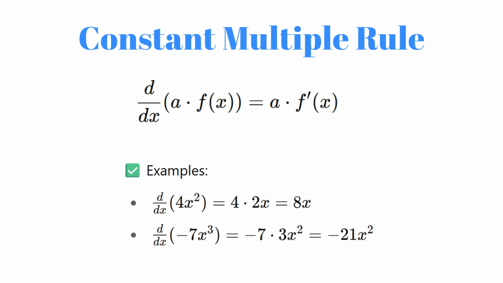Constant multiple rule. If a constant is multiplied by a function, its derivative is the constant times the derivative of the function. First example, the derivative of 4x squared is 8x. Second example, the derivative of negative 7x cubed is negative 21x squared.